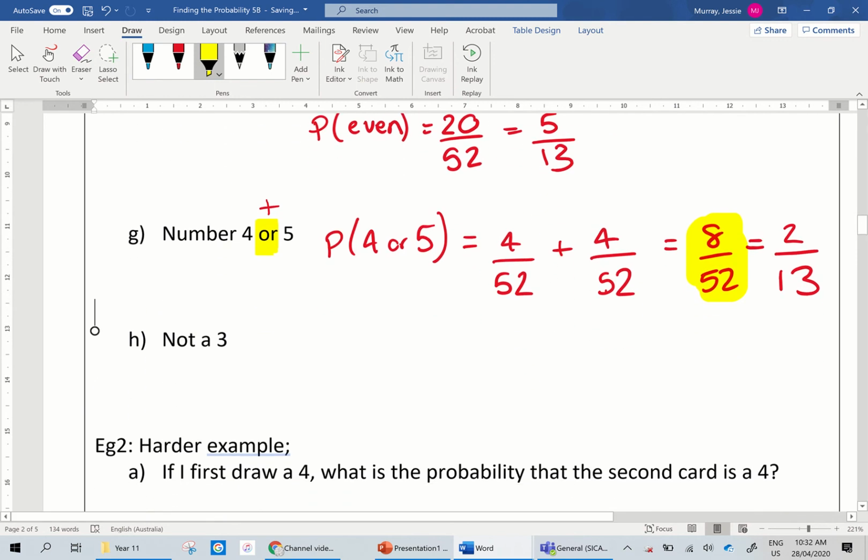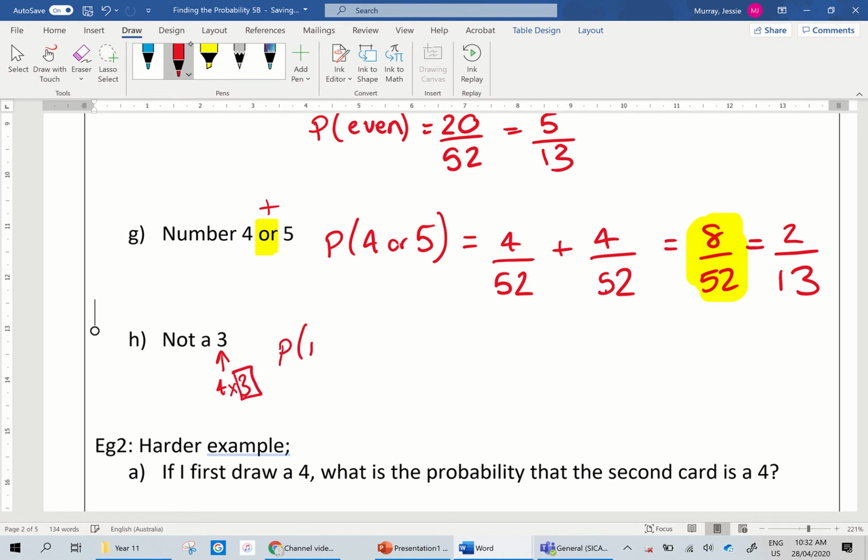Okay, interesting, not a 3. Well, how many 3s are there in a deck of cards? There's 4 lots of the card with a 3 on it. Which means the remaining would be 48 cards out of the 52 that are not the number 3. Simplify.